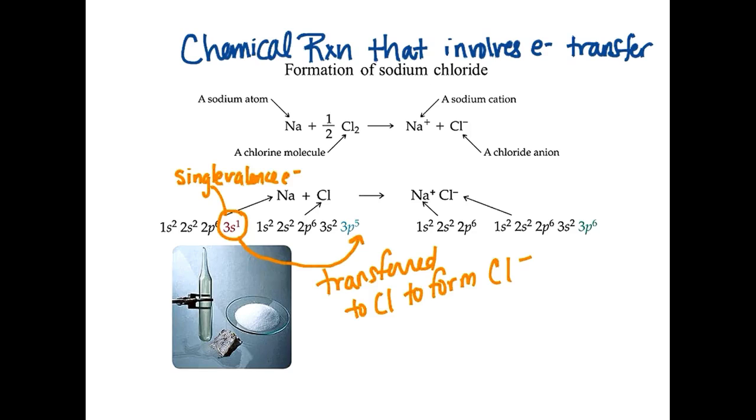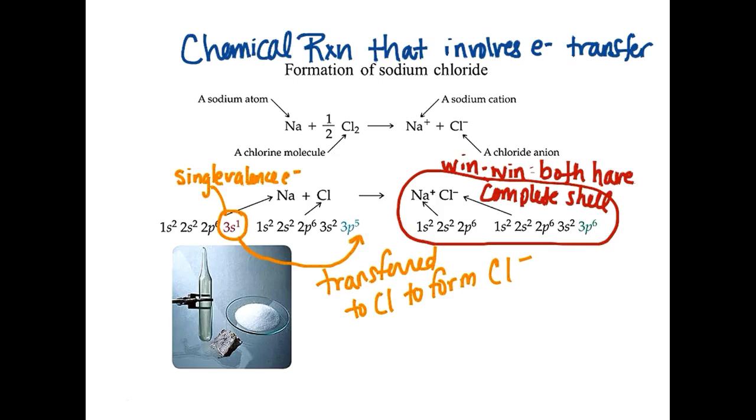And here this is just explaining that a single valence electron will get transferred to chlorine to form chloride, and we form a much more stable set of products. It's a win-win. Both have a complete valence shell, and then they form a mutual attraction, the ionic bond, which occurs very quickly.